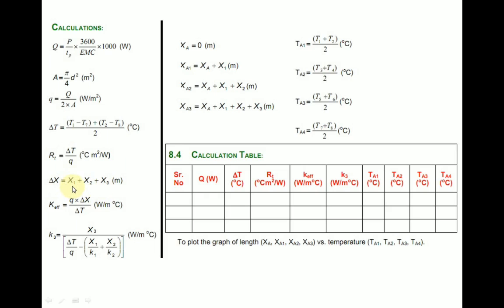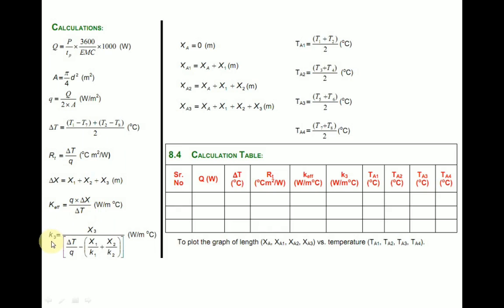Whereas X1 is nothing but the thickness of your cast iron. X2 is nothing but the thickness of your bakelite plate, and X3 is nothing but the thickness of your press wood. So we need to add up all the thicknesses and we will get the value of the total thickness. Then K effective is nothing but the overall thermal conductivity of the composite wall, and its value is equal to small q into the delta X divided by the delta T.